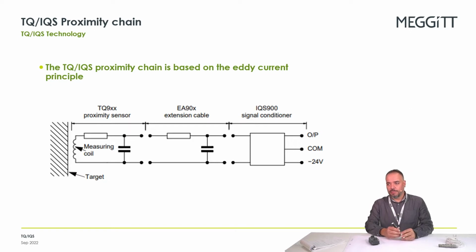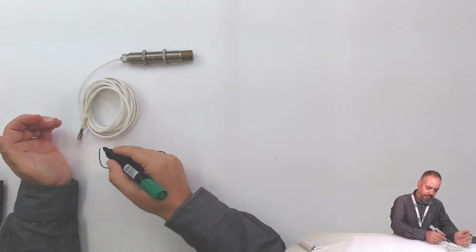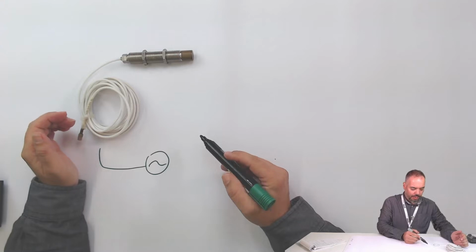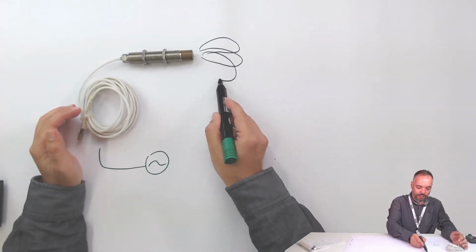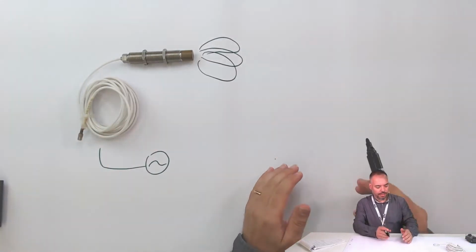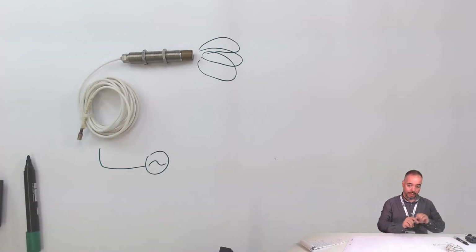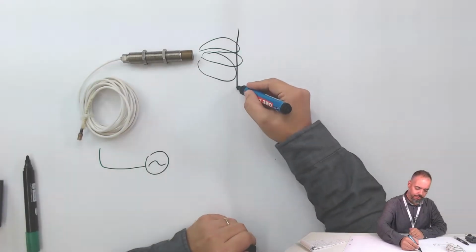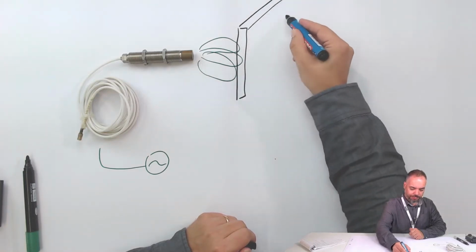The eddy current proximity sensors are based on a resonance circuit formed by the extension cable and a coil in the tip of the sensor itself. If we excite the resonance circuit formed by the cable and the coil in the sensor, this current will generate a magnetic field, a variable magnetic field in front of the sensor. Now, if we place a target, a metallic target, within the range of this magnetic field.